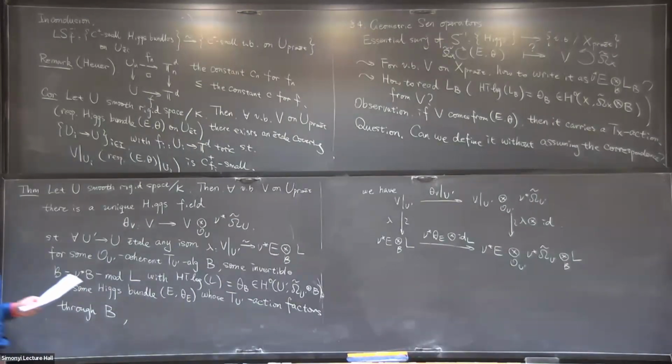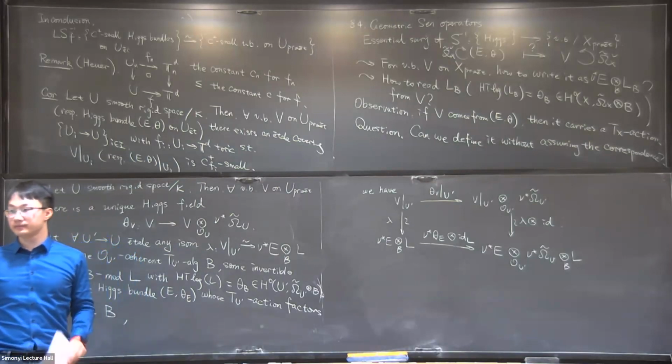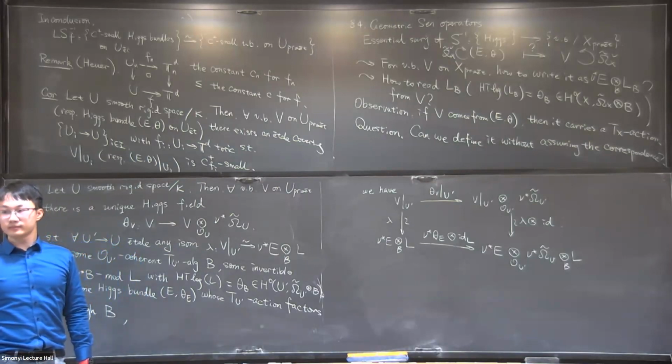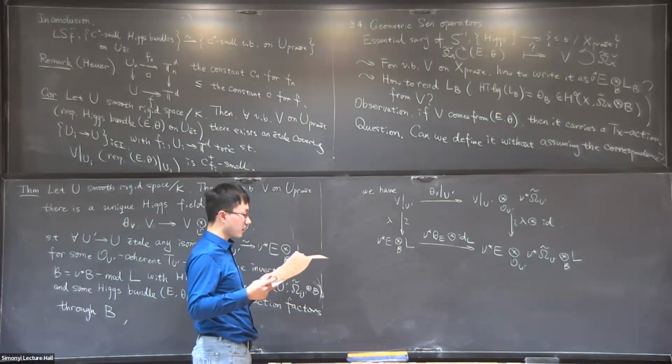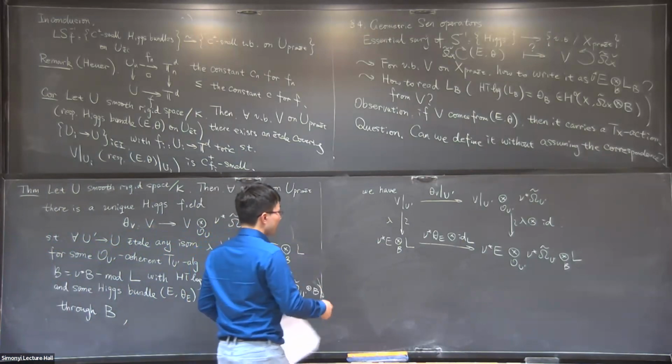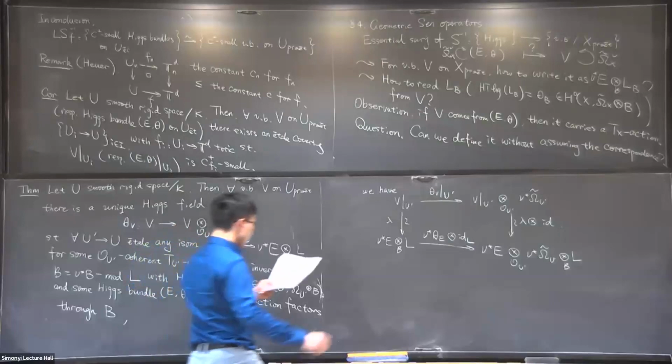Yeah, so do you mean if you have a canonical Higgs field, then how one constructs a correspondence? Right. Then that we will see in the last corollary. Okay. So, proof.